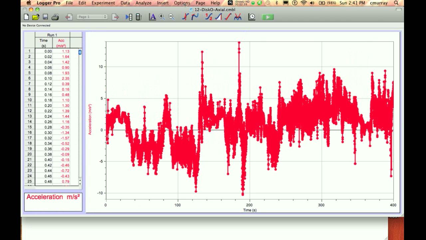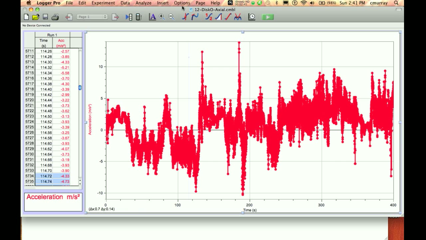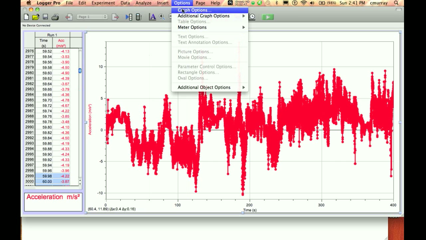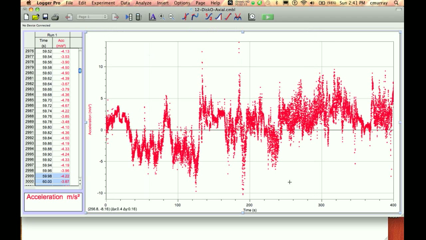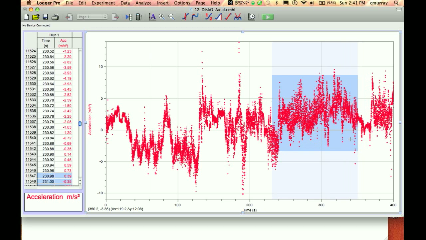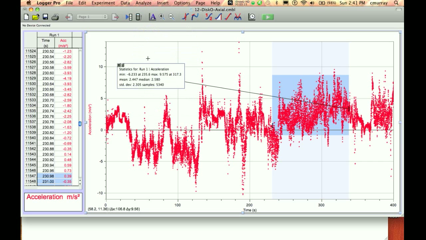So let's click on the graph options. Let's turn all these guys off. Ta-da. Wow. Okay, so I have no idea what to make of that. This looks to be your acceleration there, so you could just grab a chunk of this, and then go analyze statistics and get the average. So the mean is about 2.4 meters per second squared.